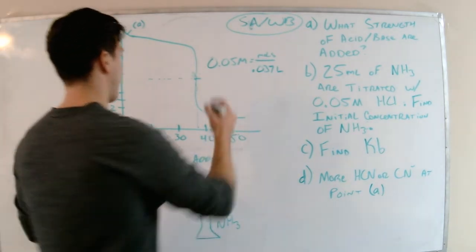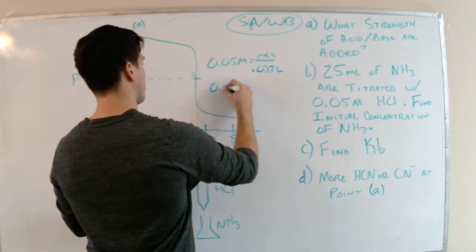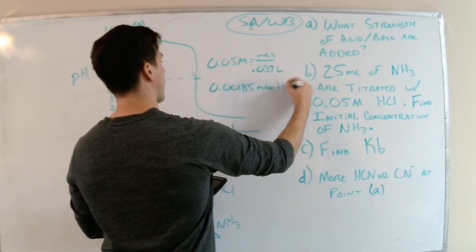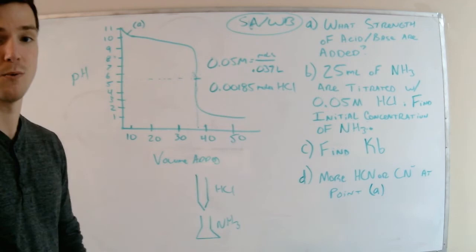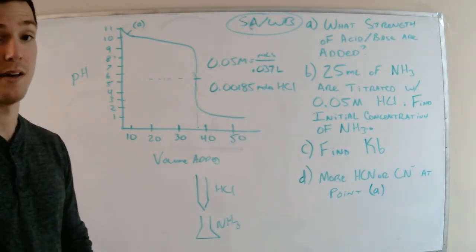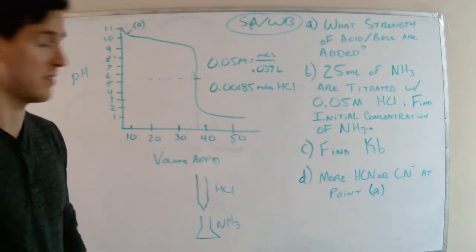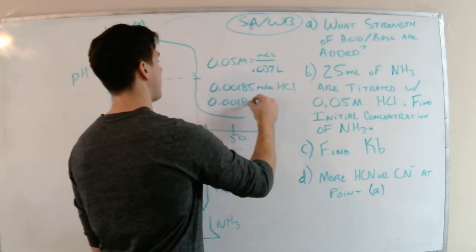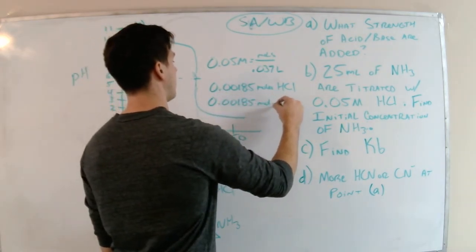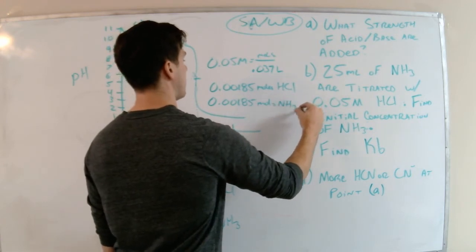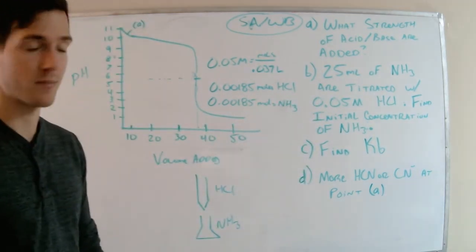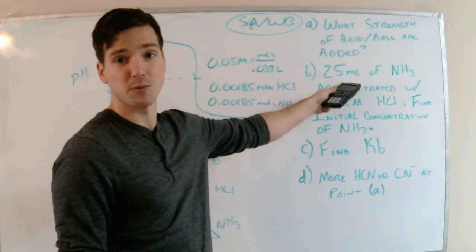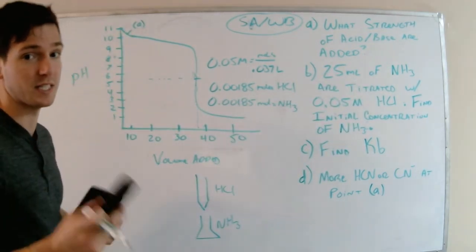0.00185 moles of my strong acid HCl, which remember is equal to my moles of base. So in this case, we also have 0.00185 moles of NH3. Cool. So now we have moles of NH3. We have volume of NH3. So now we can figure out the concentration.